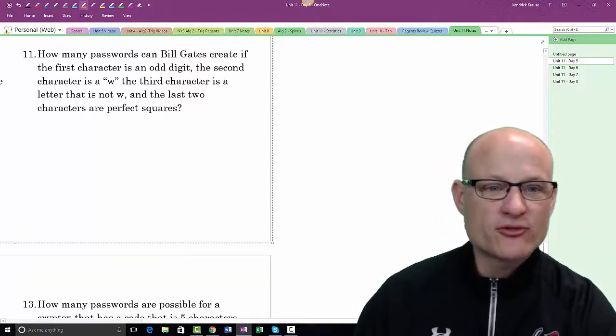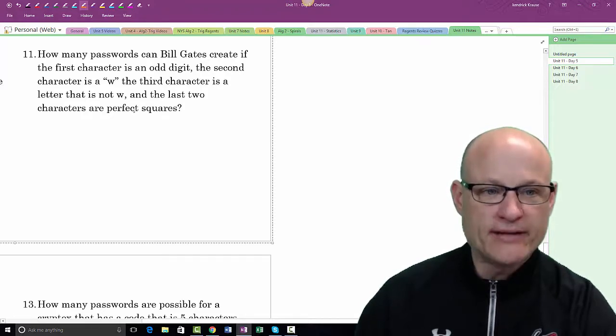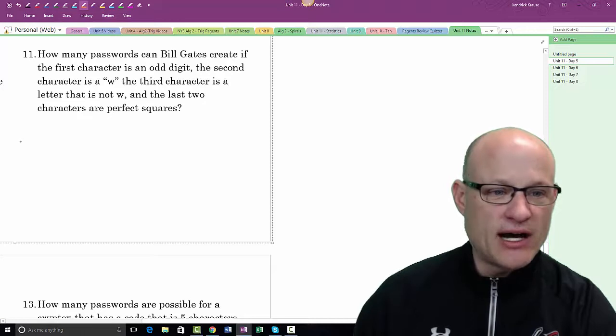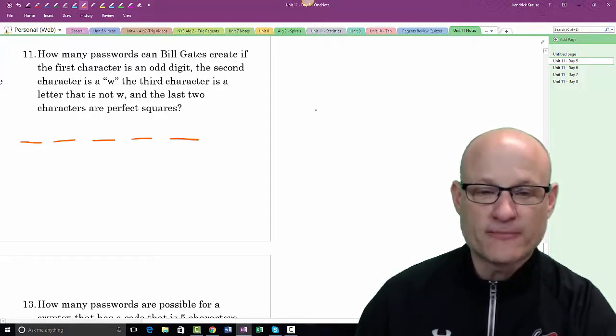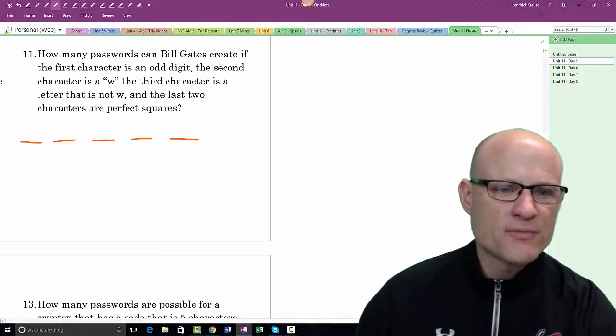Bill Gates can create the first... Wait, how many passwords can Bill Gates create if the first character is odd, the second character is a W, the third character is a letter that's not a W, and the last two are perfect squares? That just helped me get those things out. Okay, let me grab a different pen.